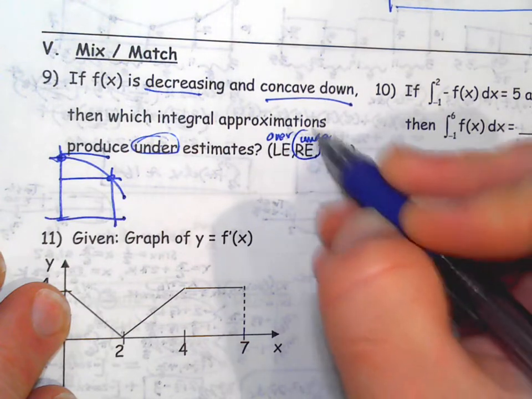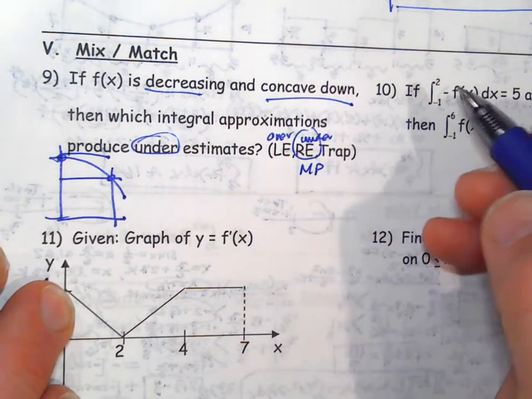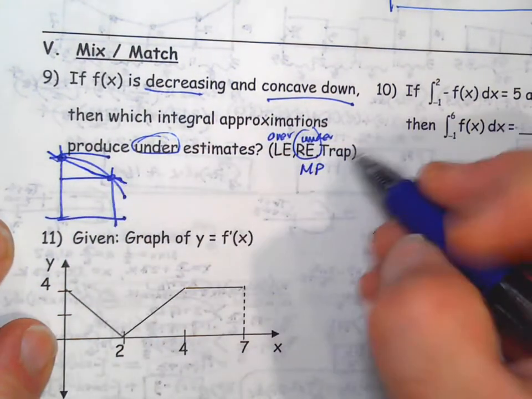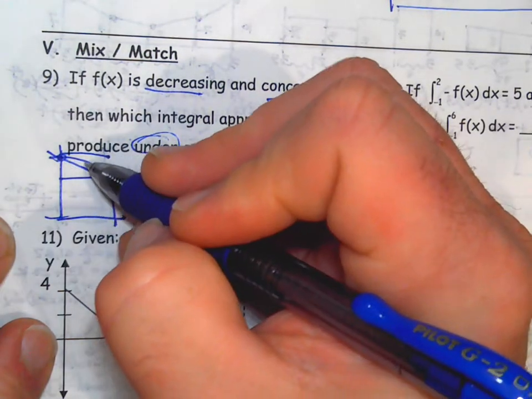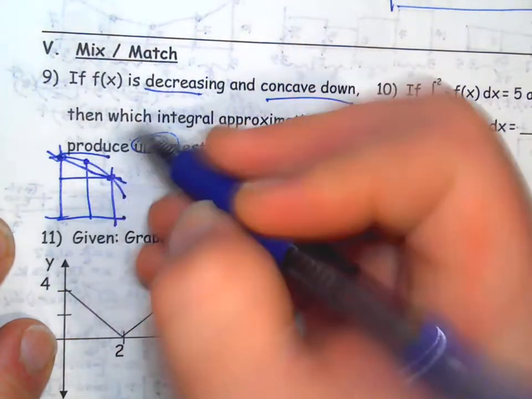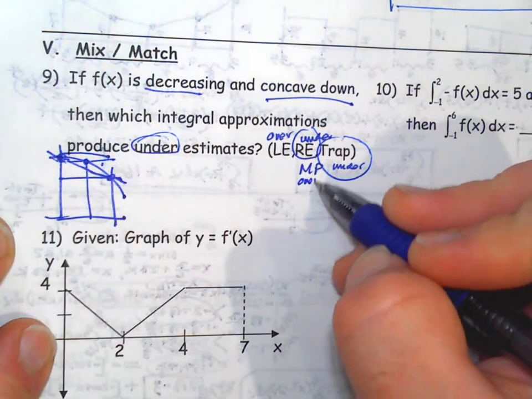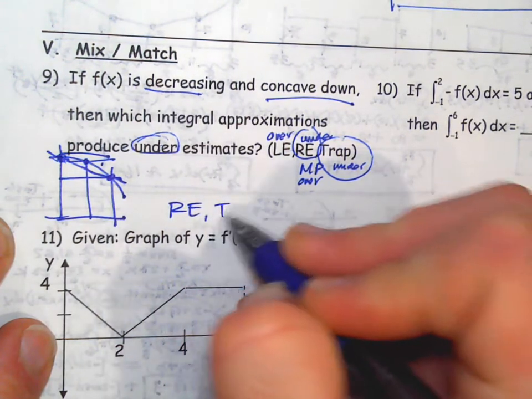So we're looking for the, and then midpoint isn't listed on here. I'm going to add it to the list. So right end is under, trapezoid is clearly under, which means midpoint, they kind of go in sort of pairs. Midpoint is going to be over. It has more over than under. So midpoint is over. So the under approximations are right end and trapezoid.